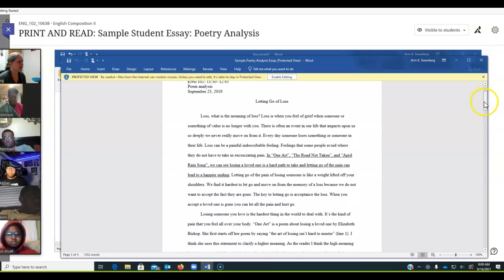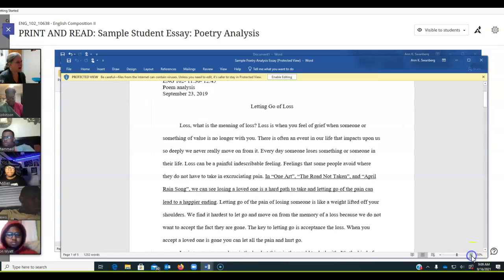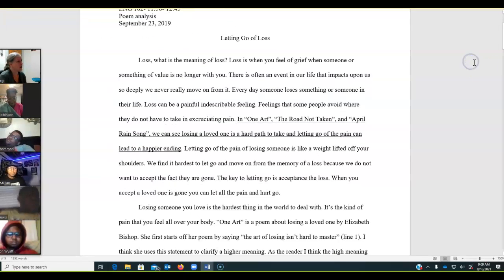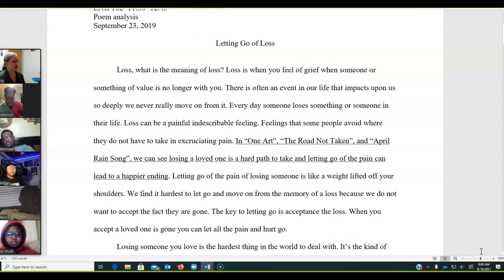So before I zoom in, I want you to take a look and see that this is a well-developed paragraph. A lot of people in their first essay of the semester will just really not know what to do with that thesis and concluding paragraph. All right, let's zoom in here and take a little bit closer look at this paragraph.